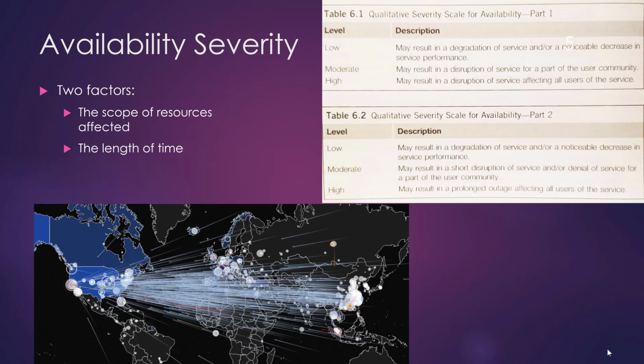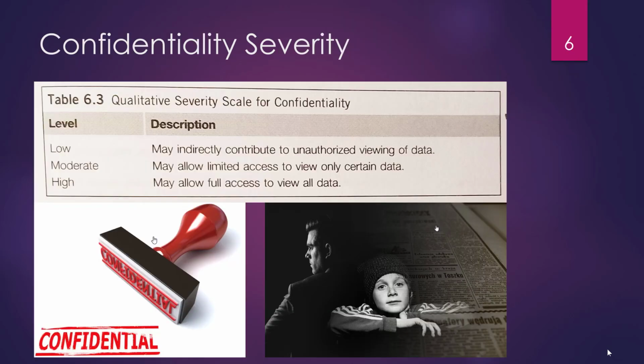And we've got one table associated with the disruption of the service and how widespread it is. We've got another one associated with how long that service is going to be. If we move over to confidentiality, we're doing the same thing. All right? So again, you see this low, moderate, and high, and we're defining what those are. Full access, limited access, indirectly contribute to unauthorized viewing.